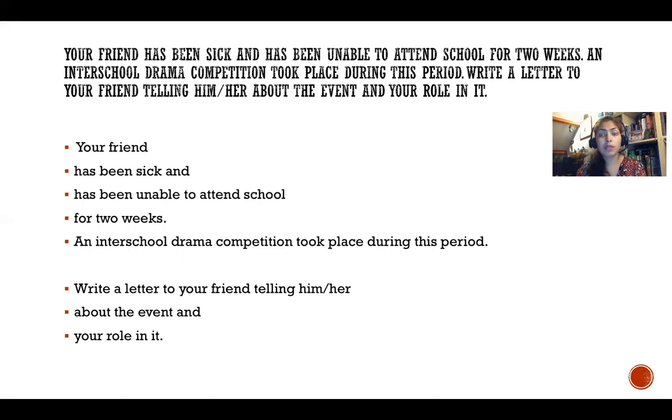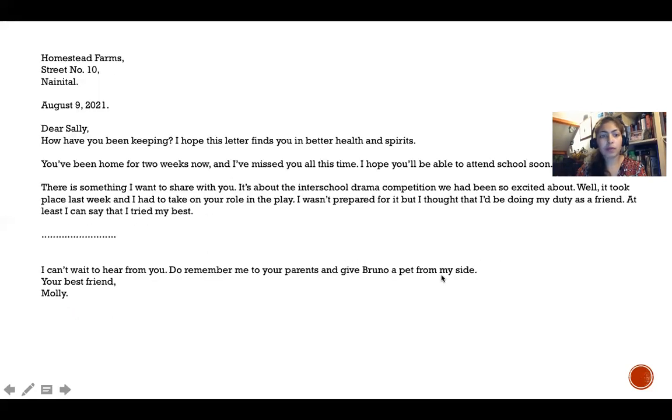So I just started writing this letter. I started off with the address. Everything to the left, you can see Homestead Farm, Street number 10, Nainital. And I've put the date, and the salutation is Dear Sally. So I'm writing to my girlfriend, Sally. My opening sentence is, how have you been keeping? I hope this letter finds you in better health and spirits. Don't forget your friend is sick and has not attended school for 2 weeks. So I've mentioned that you've been home for 2 weeks now and I've missed you all this time. I hope you'll be able to attend school soon.